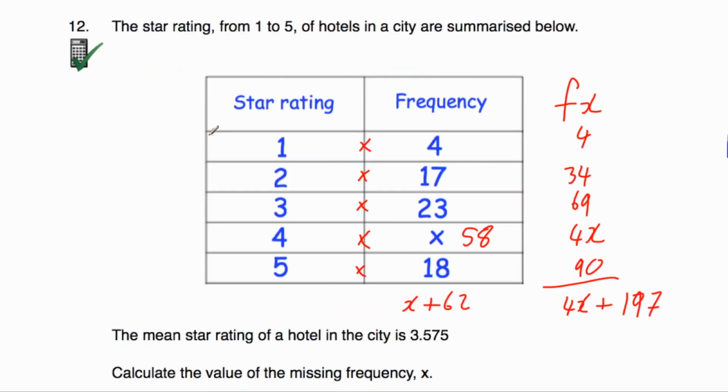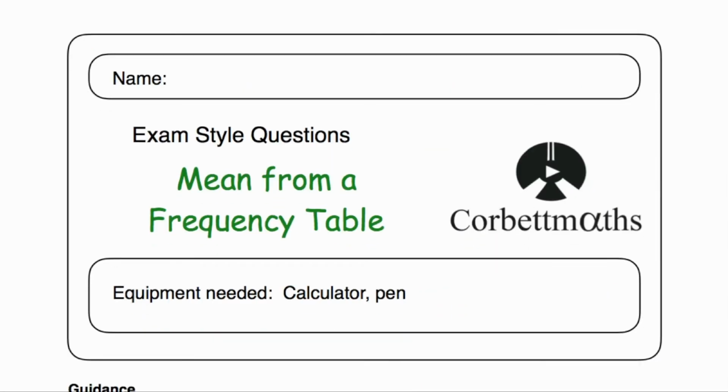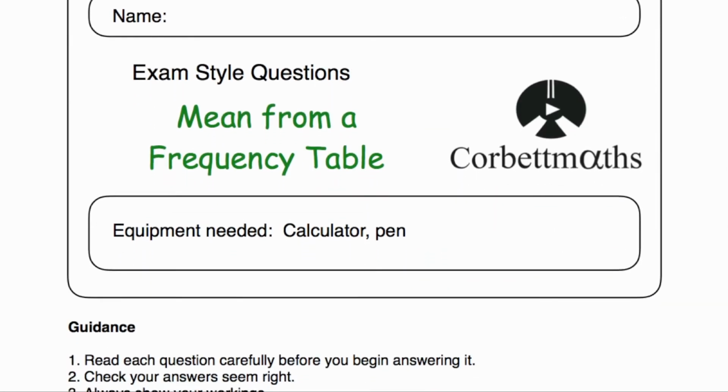And that's it. Now, the question was a bit of a challenge question. If you can do questions 1 to 10 really well and confidently, well done. I think that's fantastic work. If you can do question 11 and question 12, you're doing absolutely phenomenally. You're doing really, really well. Well done. So these have been the video solutions to the mean from a frequency table practice questions.